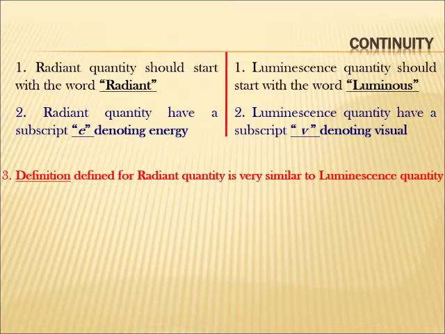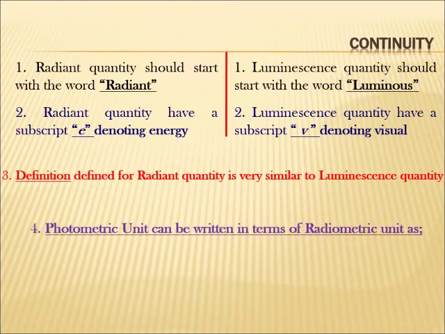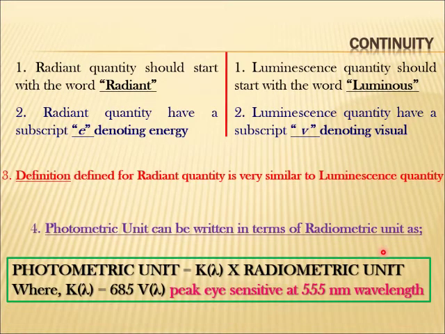As both are one-to-one related, the photometric unit can be written in terms of the radiometric unit as: photometric unit equals K of lambda into radiometric unit, where K of lambda is the proportionality constant as a function of wavelength. Its value is 685 V of lambda, which represents the peak eye sensitivity value recorded at the wavelength 555 nanometer.